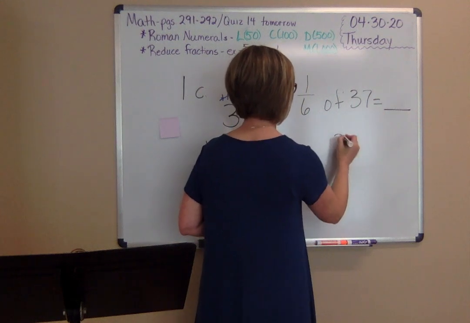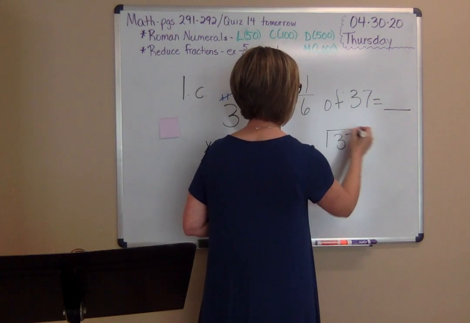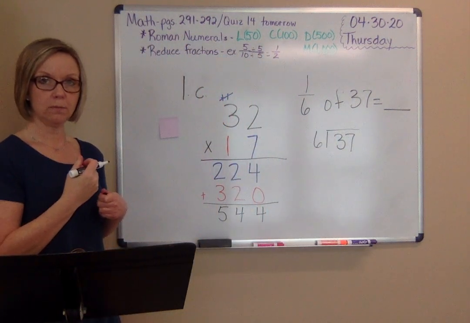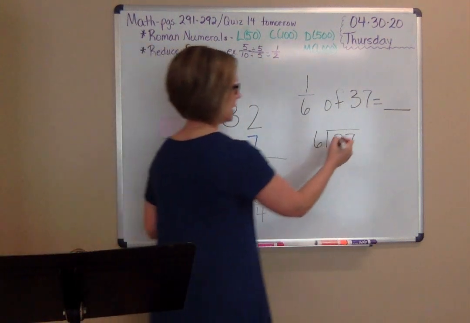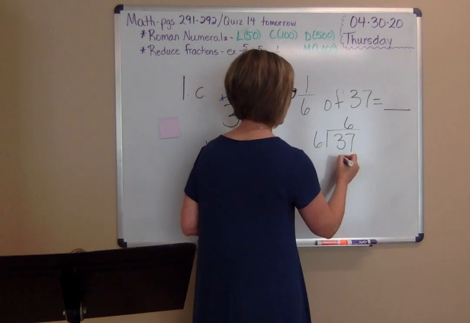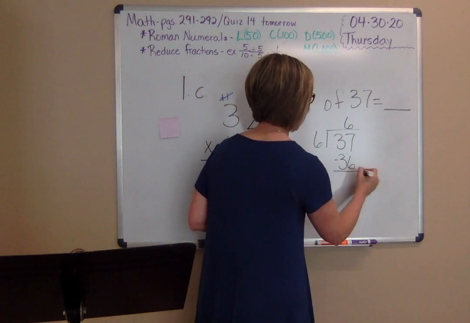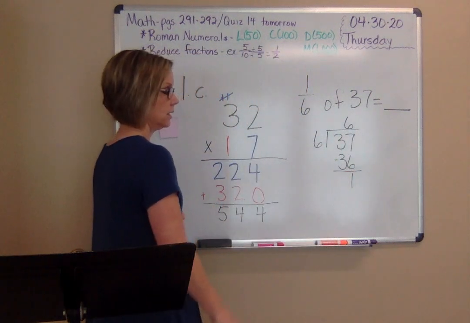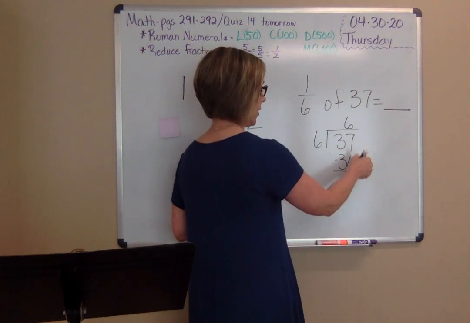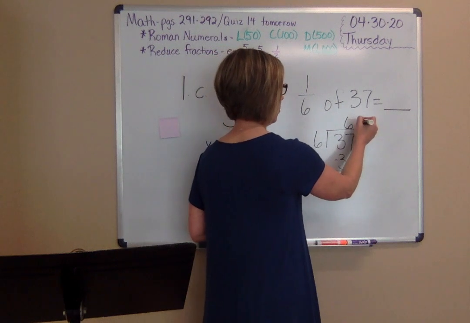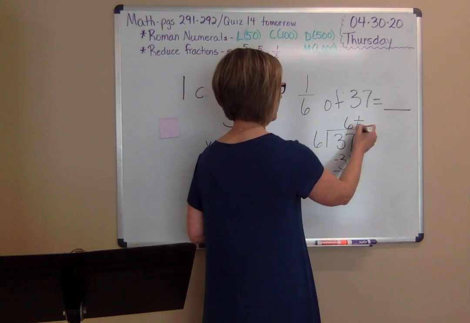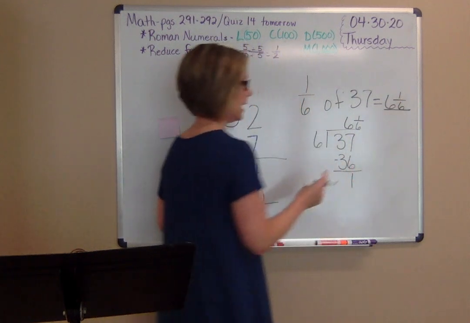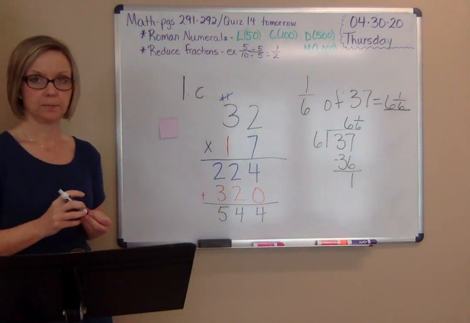Okay, so you're going to take 37 and you're going to divide by 6. So you grab that 6 table. We see we can get to 36. 6 times 6 is 36. We subtract 7 minus 6 is 1. We don't want to put the 0. To make our fraction, we take our remainder of 1 over our divisor. So the answer here is 6 1/6.